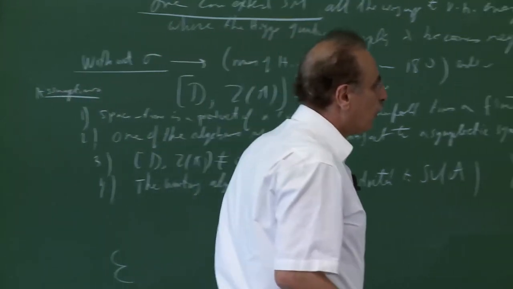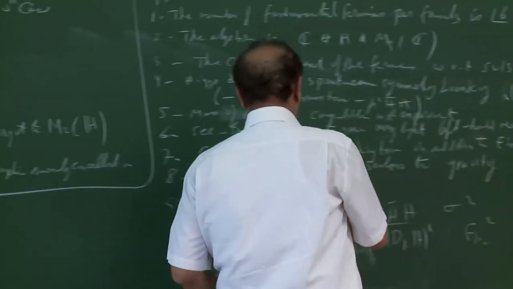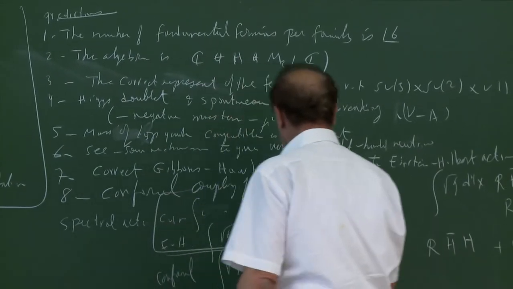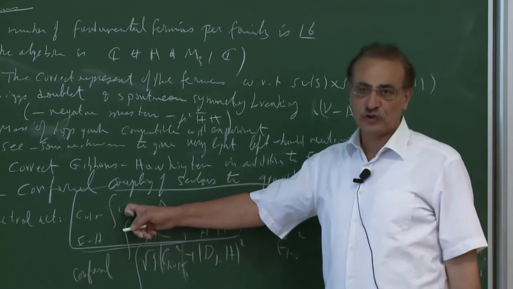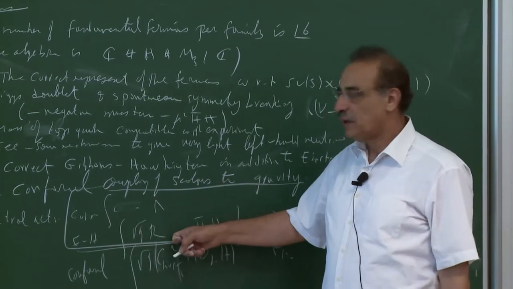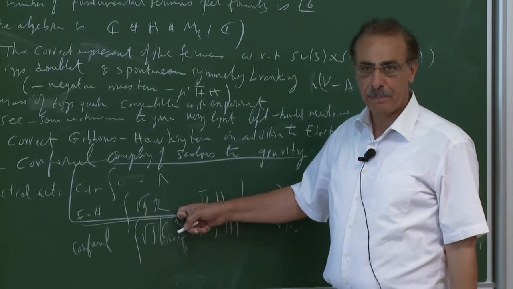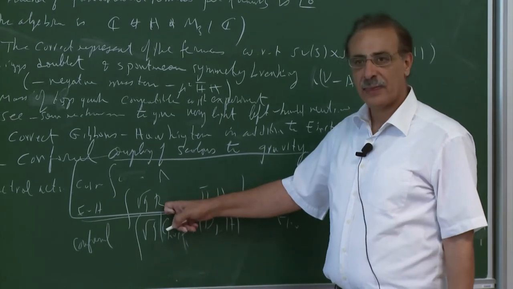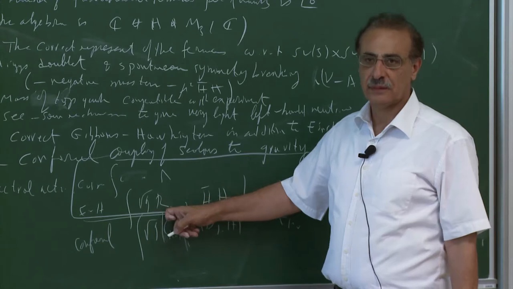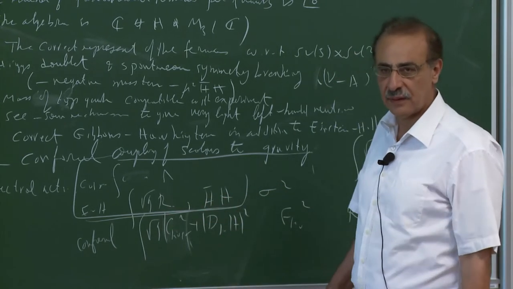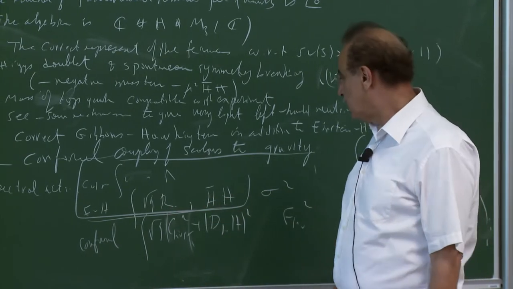It's conformal means I change... Of course, these two terms, the cosmological and the other, destroy conformal invariance. If I change the metric G by something proportional to 1 plus H squared, I will change the coefficient of R H squared.